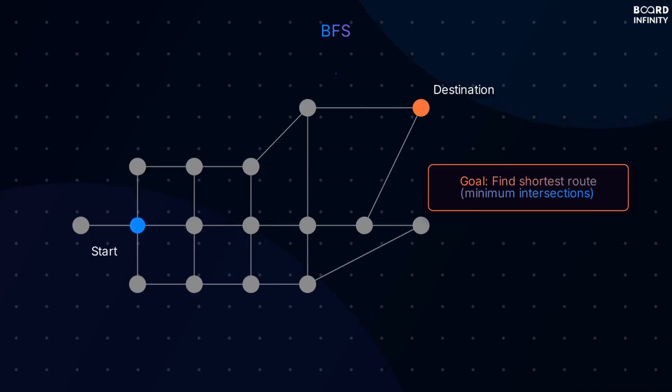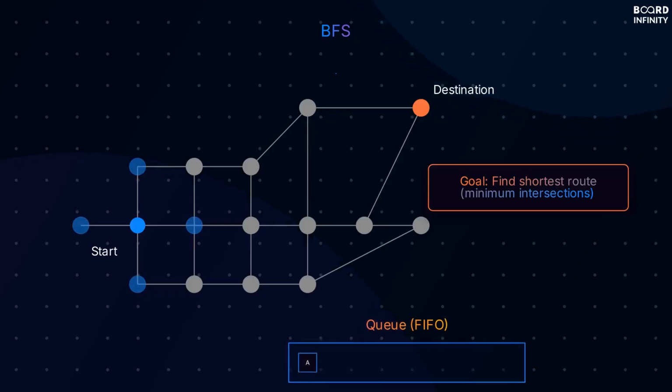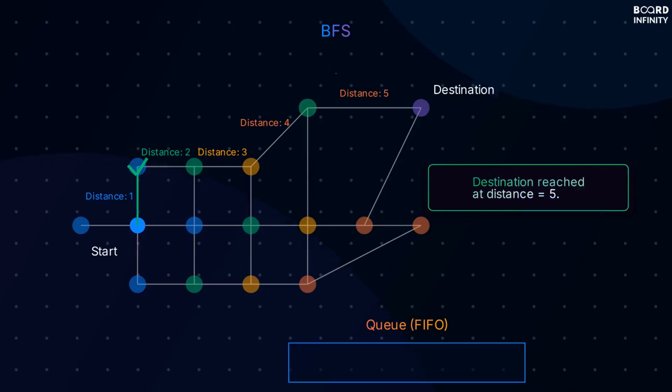It explores the network layer by layer, guaranteeing that the first time it reaches the destination, it's taken the shortest path. You use a queue to track which intersections to explore next, and you mark each one as visited to avoid cycles, ensuring efficient exploration. Once BFS reaches the destination, you reconstruct the path by backtracking through parent pointers, revealing the optimal route.